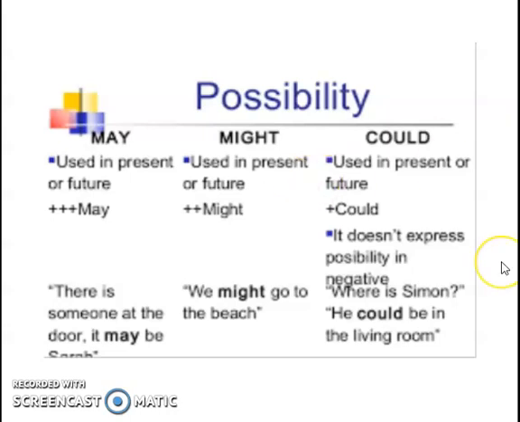Then the use of could has also been mentioned over here, and you notice how you are going to use it, used in present or future. Okay, so this is how you can use possibility.